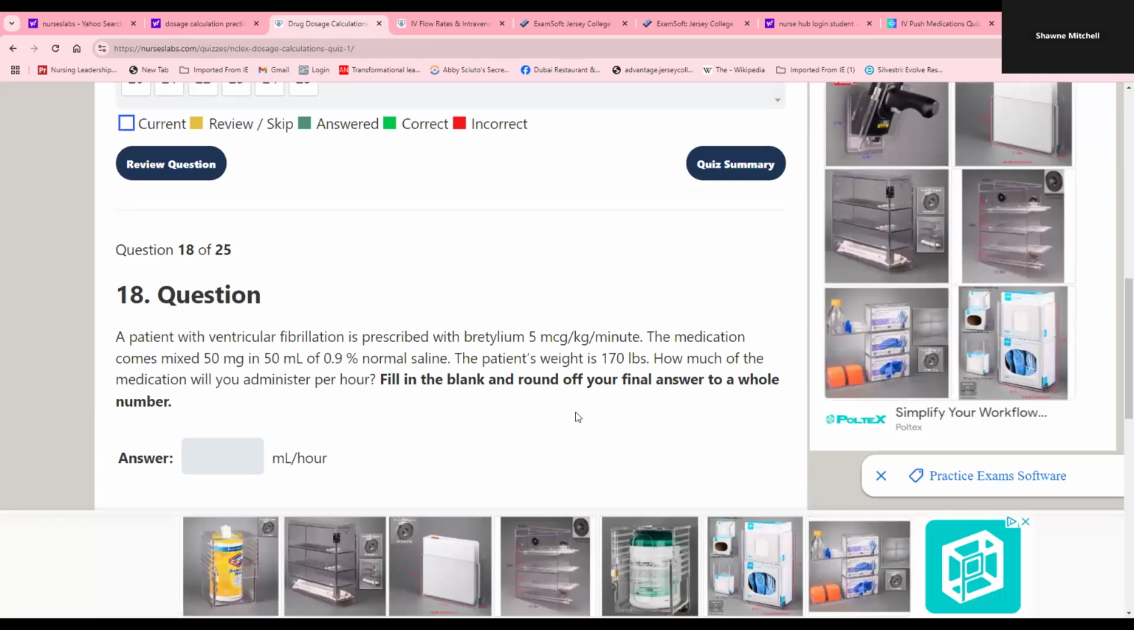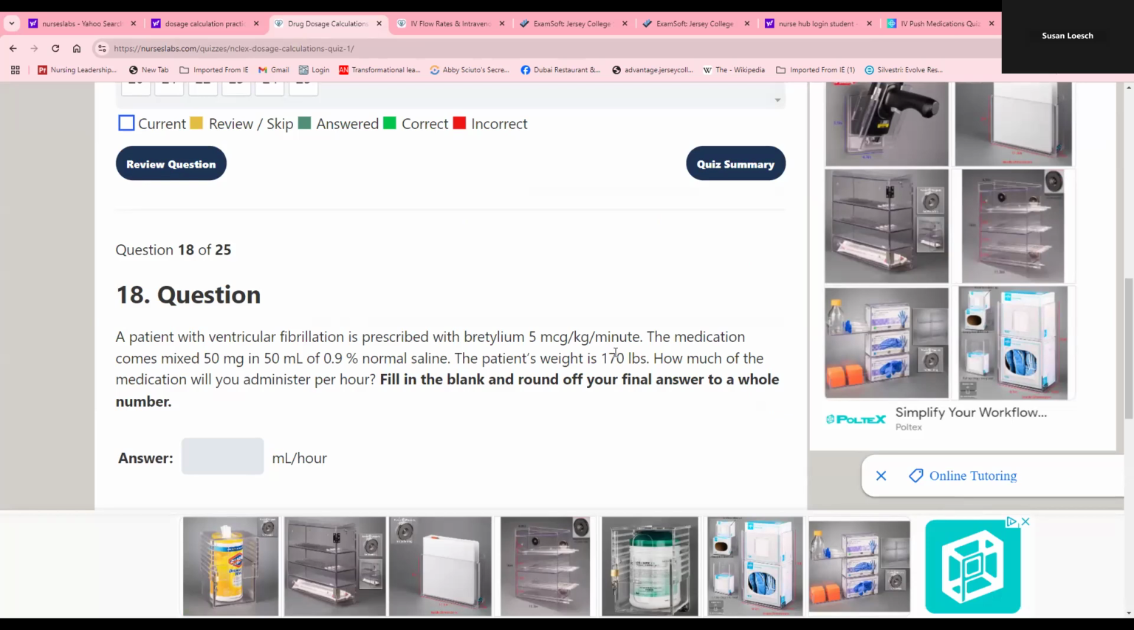All right. How about these ones? Okay, so this is the same thing, guys. What's the difference here? The difference is your ordered dose is in micrograms and it's per minute, and you have to get to milliliters per hour.